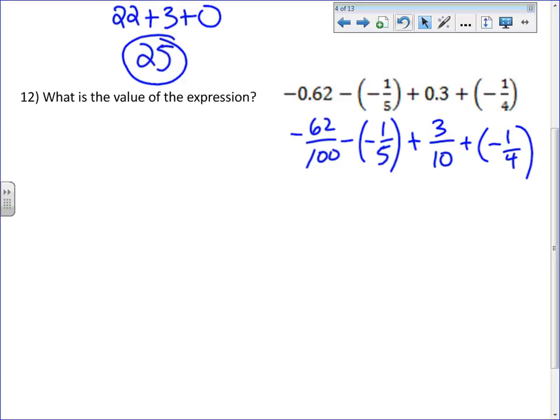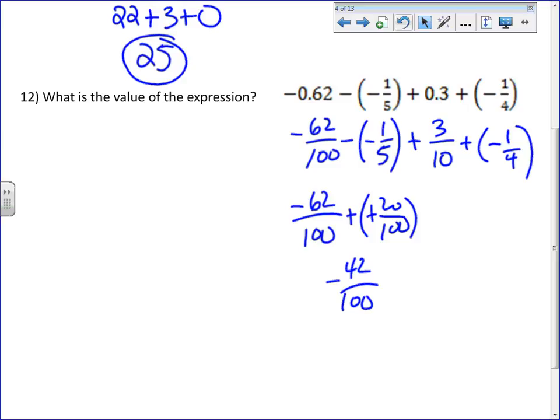We need to find a common denominator, so common denominator is 100. So negative 62 over 100 minus negative 20 over 100. It's a minus a negative. So I can either know what that means, or I can change. So negative 62 over 100 plus positive 20 over 100. Keep the sign of the bigger one and subtract. So negative 42 over 100. And then bring down everything you didn't use yet. So plus 3 over 10 plus negative 1 over 4. And then keep working your way left to right.